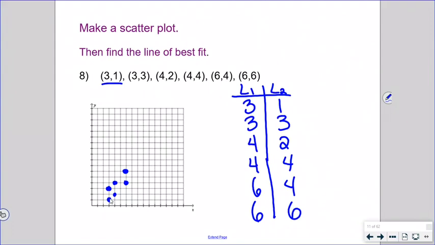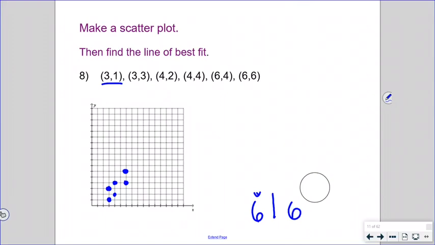After you have your list filled out, and again, if you need to pause the video, please do, you're going to hit second mode. That gets you to quit. Second list takes you to stat. Go right until you hit calc, lin reg, and then hit enter. And your calculator is going to tell you y equals ax plus b. When it does, if you have to round it, round it. But when it does, it gives you your line of best fit.